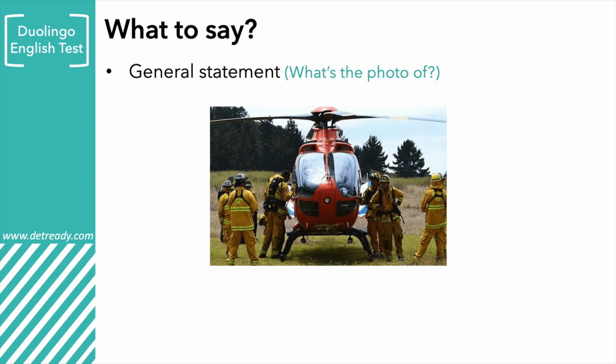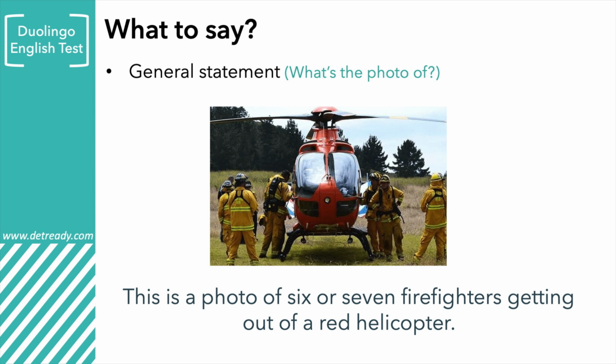Okay, so what to say? Firstly, I actually recommend that you give a general statement first. So basically, what's the photo of? What's the main subject in the photo? So let's take this photo for example. A general statement might look like this. This is a photo of 6 or 7 firefighters getting out of a red helicopter. So starting your description with a general statement like this, in my opinion, is a good way to begin because it's an easy way to get going. It's easy to talk generally about what the whole photo is of before you go into detail.